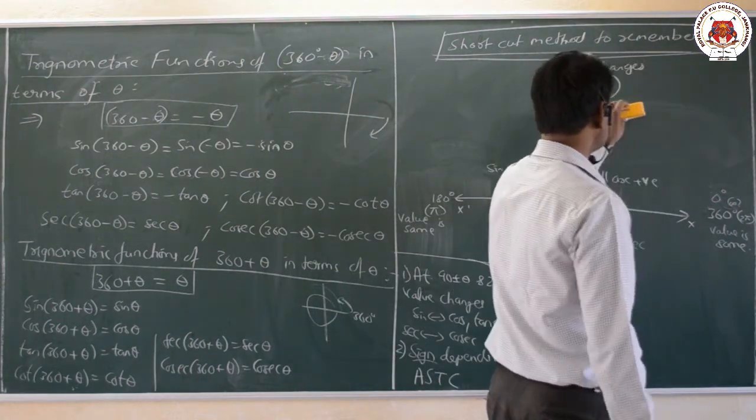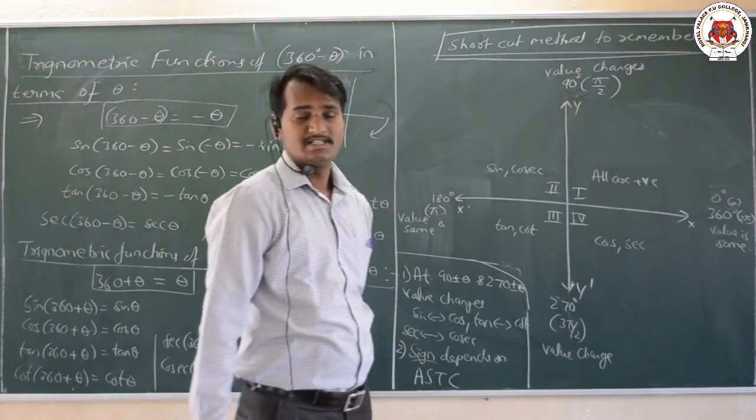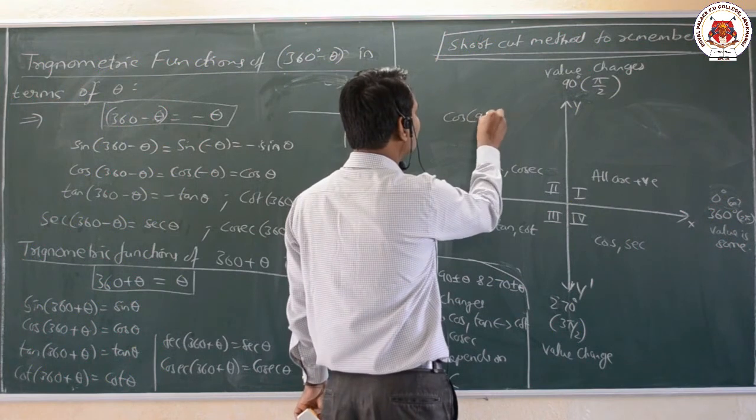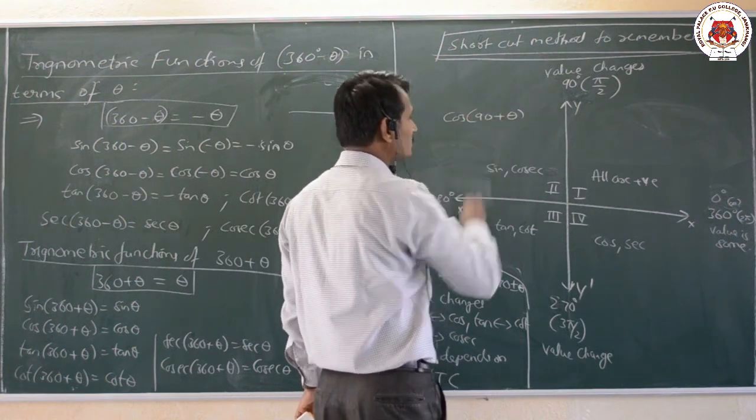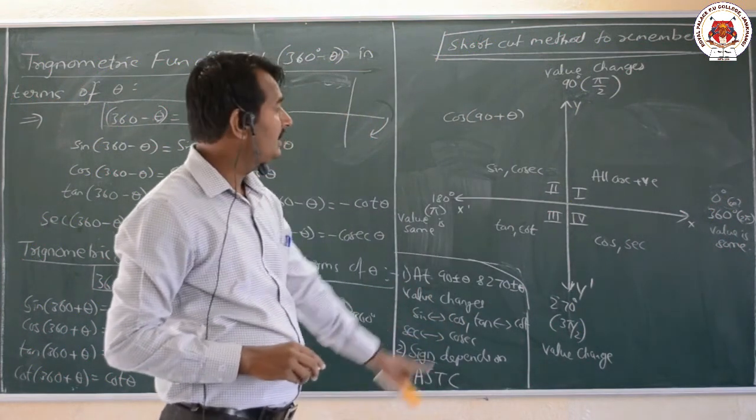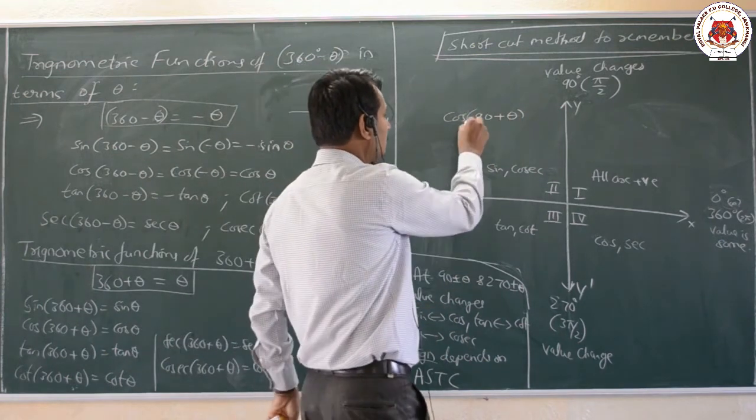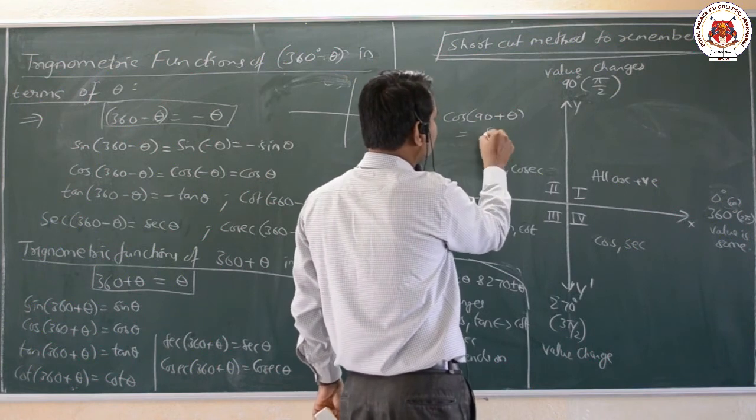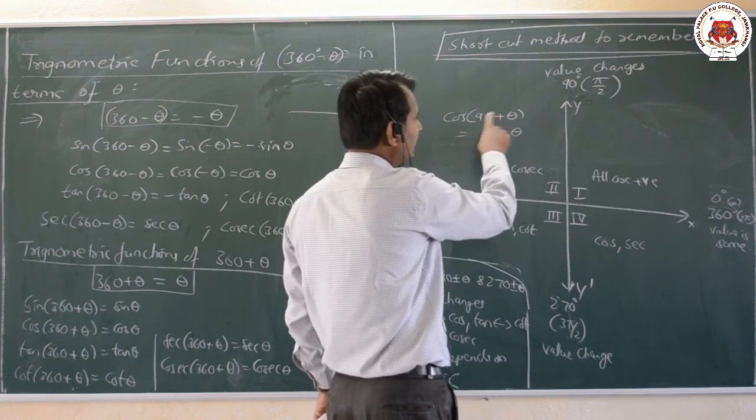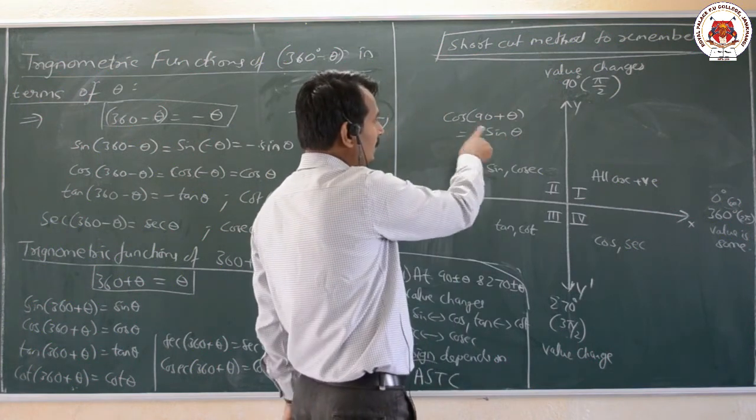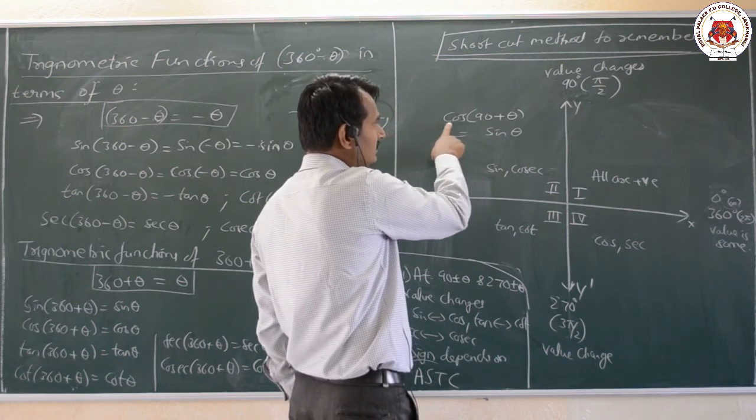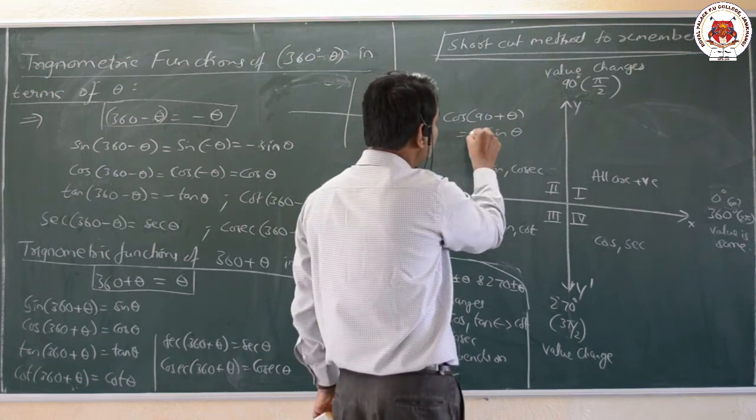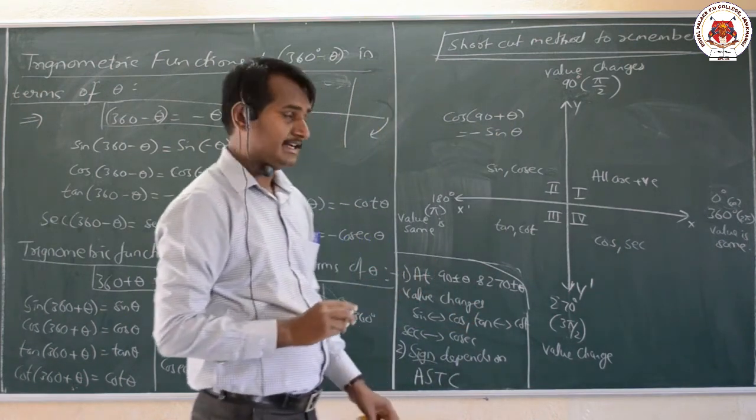Now let us continue with the discussion regarding the second quadrant. Take cos of 90 plus theta. Okay students, 90 plus theta comes in the second quadrant. So for 90 and 270 plus or minus theta, cos becomes sin theta. The value changes. And cos is negative in the second quadrant, because only sin and cosecant are positive. So we get minus sin theta.